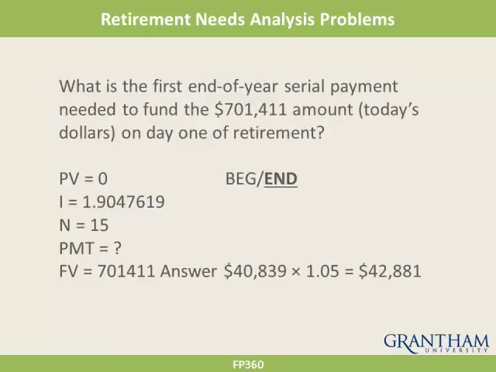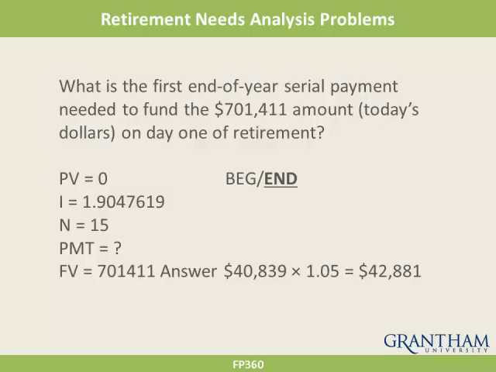Now we're going to take a look at what annual payment this client would need to make to fund the $701,411 in today's dollars, because they don't have the $701,000 today. So if they're going to save on an annual basis, and this would be at the end of each year, what is the amount of the payment needed? Now since these are serial payments, in other words each payment that is made is going to be bigger than the previous payment, all the payments are going to be different. On the exam they're generally just going to ask you for the first one. So here's how we do this.